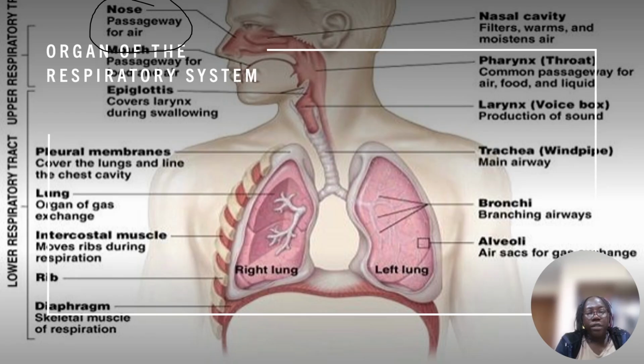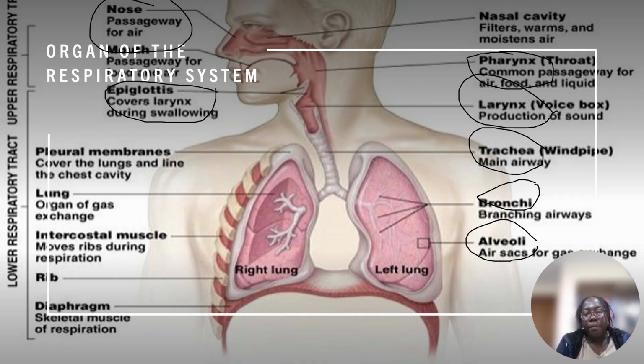We have the epiglottis that prevents food from entering the airways. We have the pharynx. We have the larynx, which is also known as the voice box. We have the trachea. We have the bronchi. We have primary, secondary, and tertiary bronchi. And we have the alveoli, which are air sacs for gas exchange.